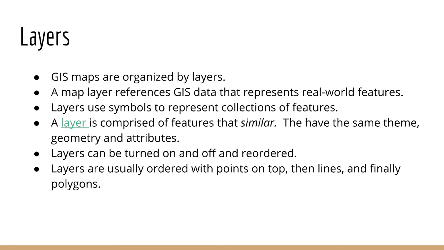They also have a different set of attributes. The trees all have a set of attributes like name and height and genus and species and condition, and the manholes have a different set of attributes, whatever we want to store about them. Layers can be turned on and off in your GIS and reordered. We will see that. Normally, you want points on top, then lines, and then polygons. In ArcMap, the way things are ordered in the table of contents is the same way they're ordered on the map.